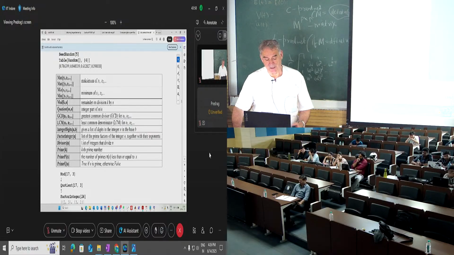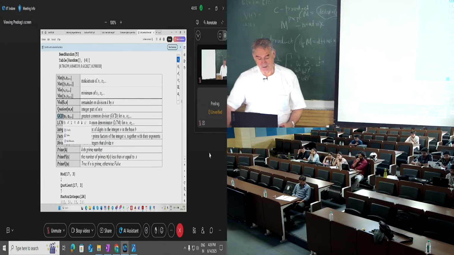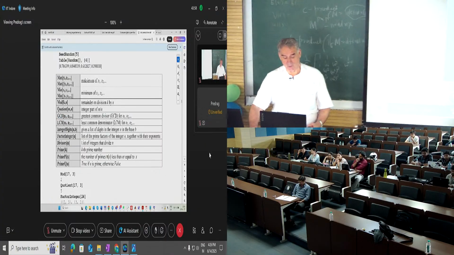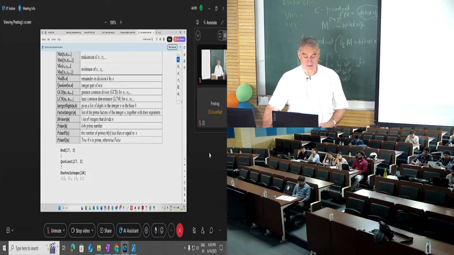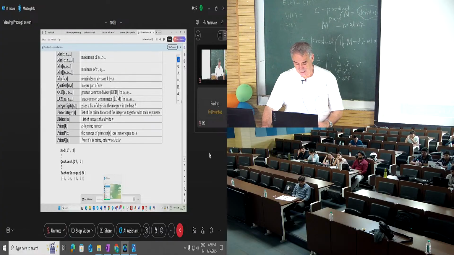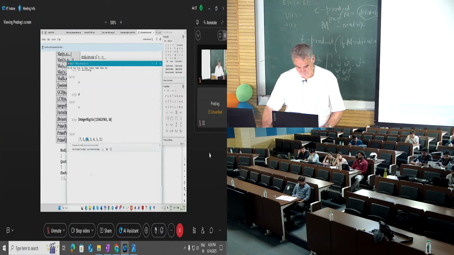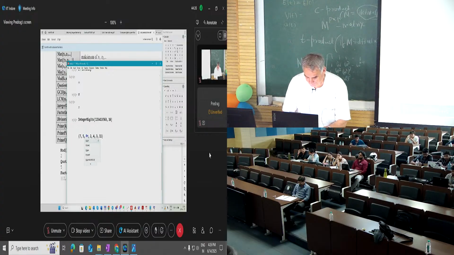Mod, Div, Min, greatest common divisor, least common multiple, PrimePi gives the number of primes less than or equal to x. Pi is the notation of this function. We can try. I started to type inside the result.